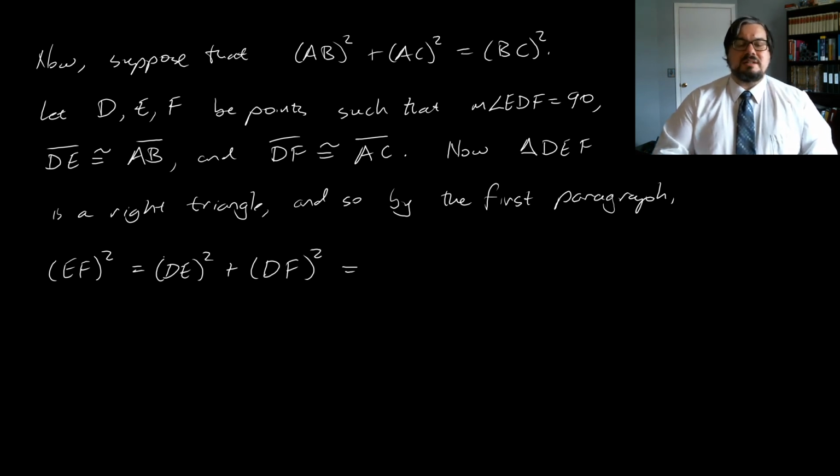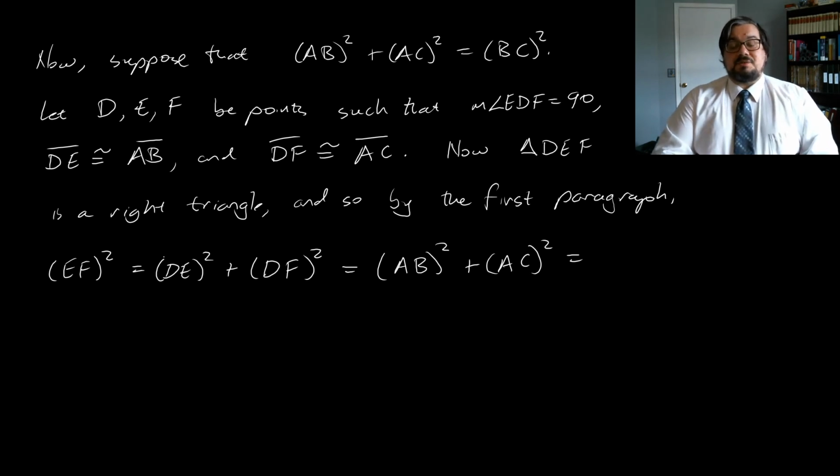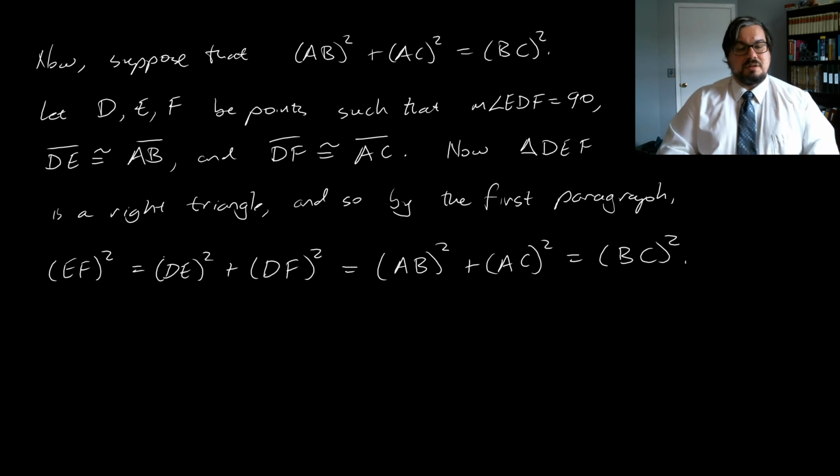But we've constructed D, E, and F in such a way that the length DE is the same as the length AB, and the length DF is the same as the length AC. And by our hypothesis, we have that AB squared plus AC squared is equal to BC squared. So that means that EF squared is equal to BC squared. And because everything in sight is a positive number, we can conclude that EF equals BC. So in fact, the segment EF is congruent to the segment BC.